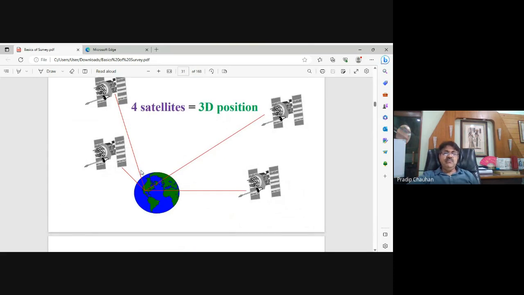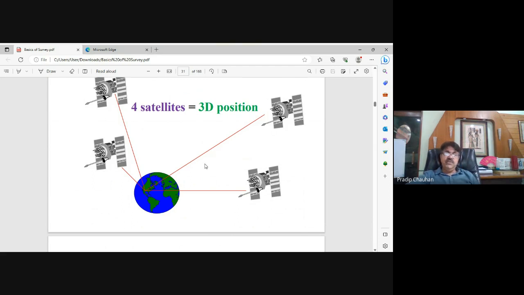So for any three-dimensional position, we should have at least a minimum of 4 satellites' data available. And again, the type of satellites is also important. Some satellites have been prepared only for the purpose of GPS, like Galileo. Recently, India has launched its Gagan. From India, we have launched one Gagan satellite.